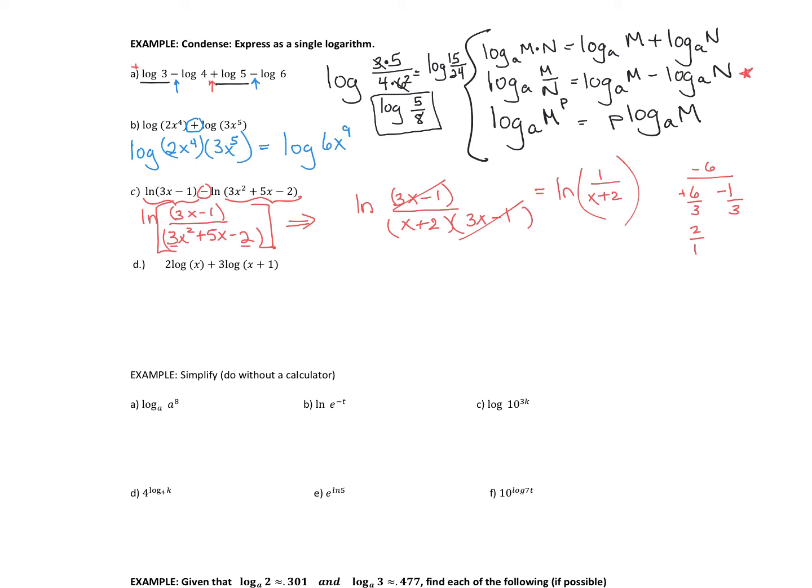For our third example, or fourth example actually, we can move these numbers that are in front of the logs back up as exponents. So this will give us the log of x squared plus the log of x plus 1 cubed. And now I have a log plus a log, that's the first rule, the log of x squared times x plus 1 cubed.